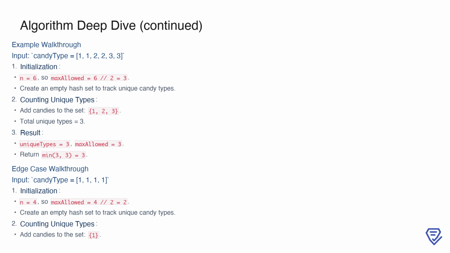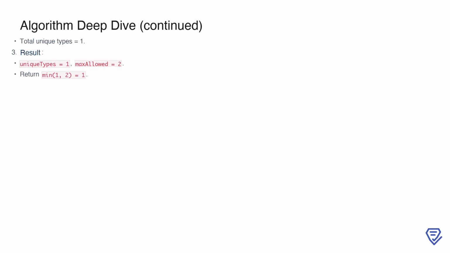Comparing this with max allowed, we take the smaller of the two values. Since unique types equals max allowed, the result is 3. This means Alice can consume 3 unique candy types. Now consider an edge case. If the input is candy type equals 1, 1, 1, 1, we again calculate n equals 4, so max allowed equals 4/2 equals 2. As we add candies to the hash set, we end up with only one unique type, 1.